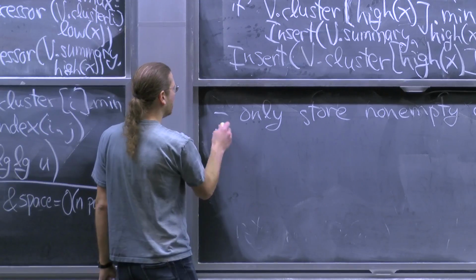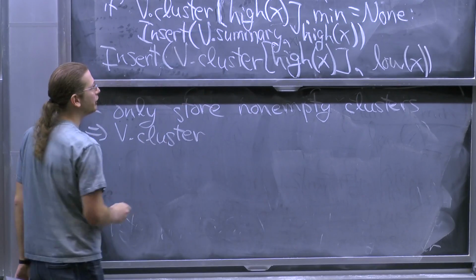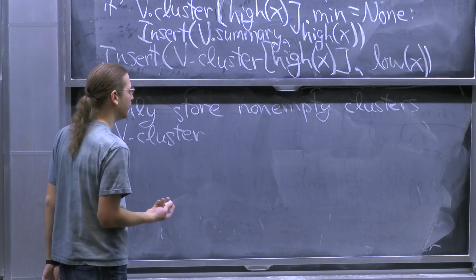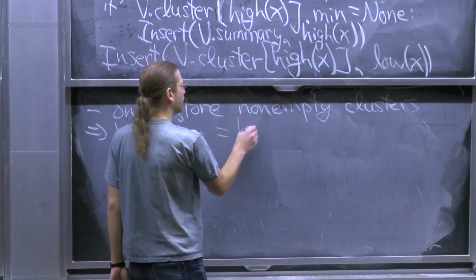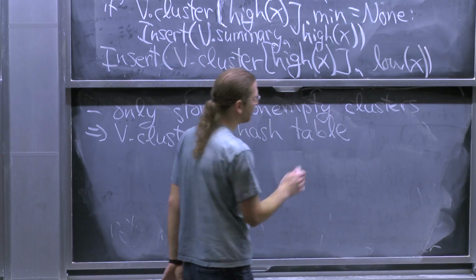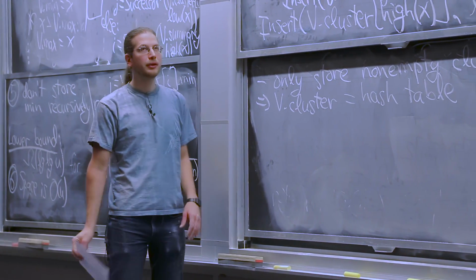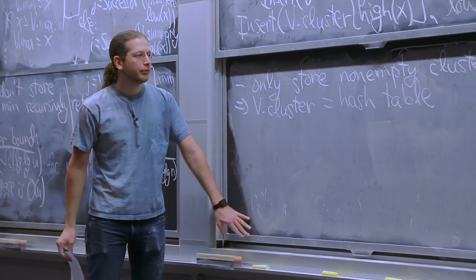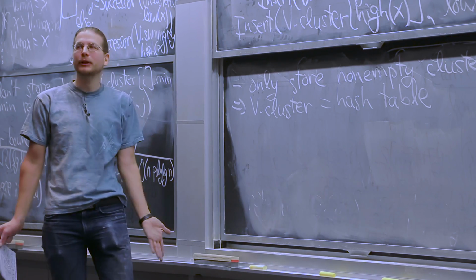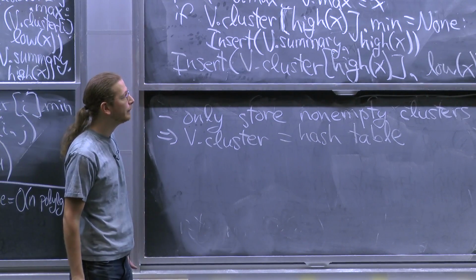Right, so v.cluster, we were always doing v.cluster of i. Just make that into a dictionary instead of an array. And you save most of the space. You only have to store the non-empty items. And you should know from 006, hash table is constant expected. We'll prove that formally in lecture 8, I think. But for now, take hashing as given. So everything we did before is essentially the same cost, but in expectation. No longer worst case. But now the space goes way down.